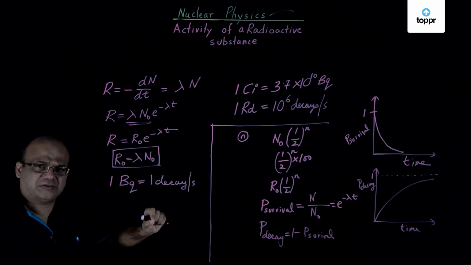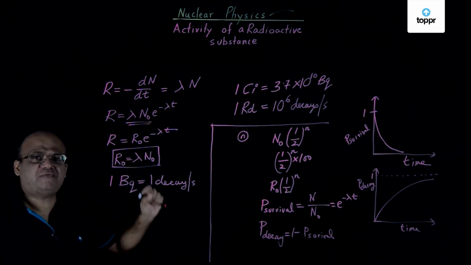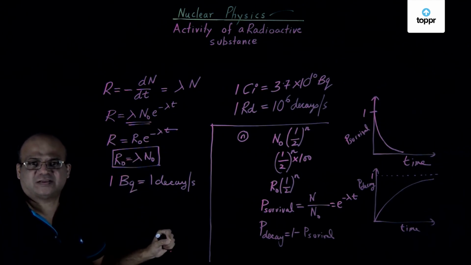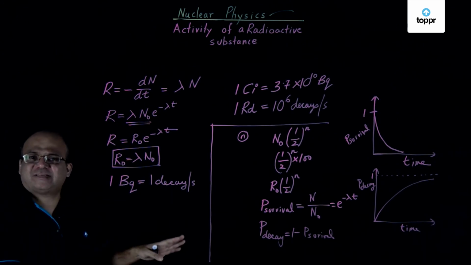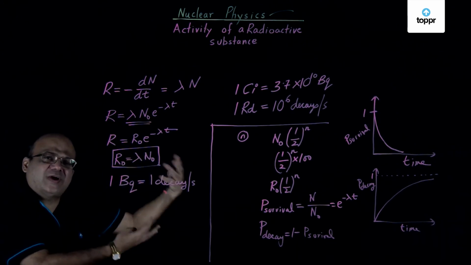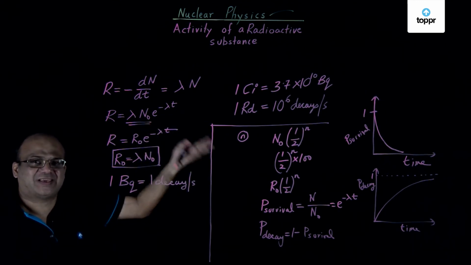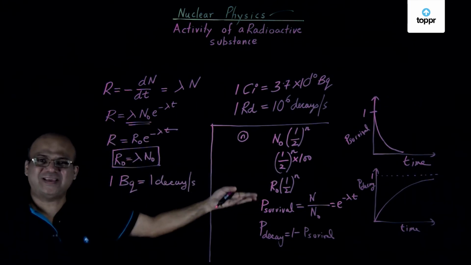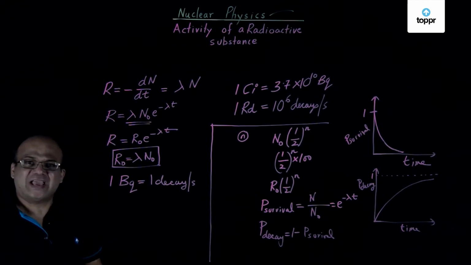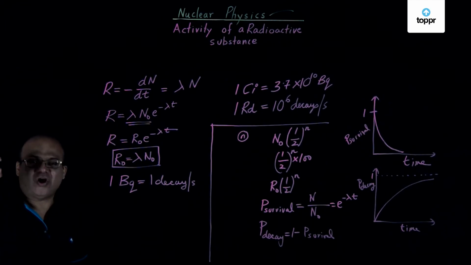Next important point. In equal time, equal fraction of nuclei is decayed. Suppose in 1 hour, 10% are decaying. In the next 1 hour, 10% of whatever are left, that will decay. So every 1 hour, 10% will decay. And if 10% are decaying, 90% will survive. In equal time, equal fraction of nuclei decay, or we can say equal fraction of nuclei survive.